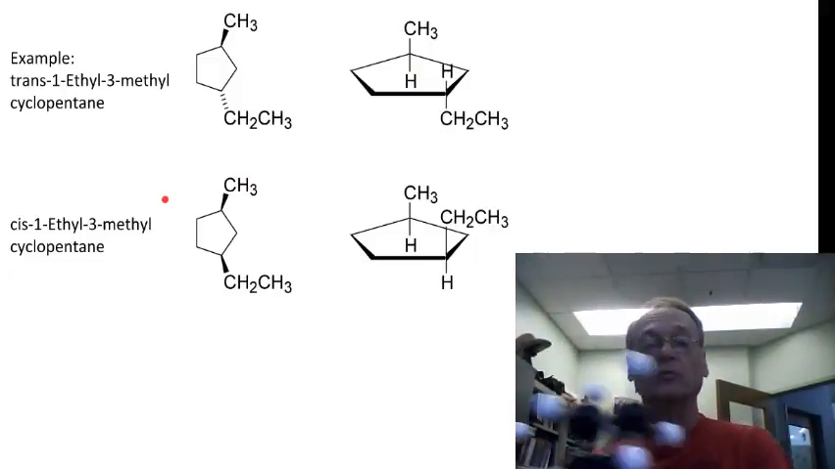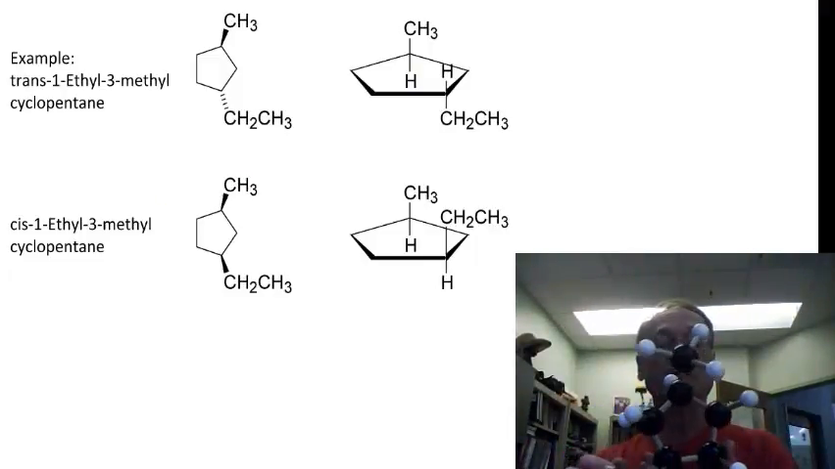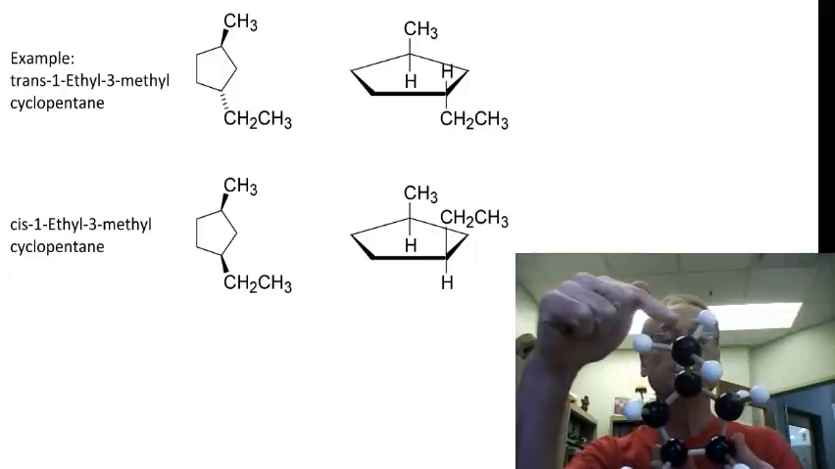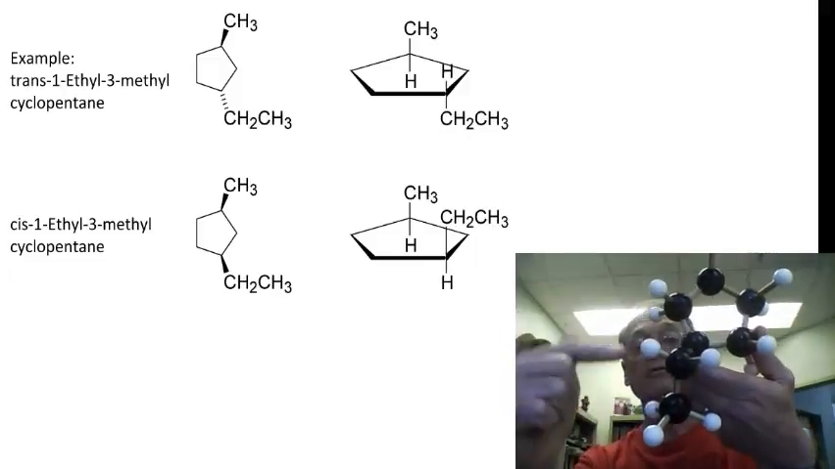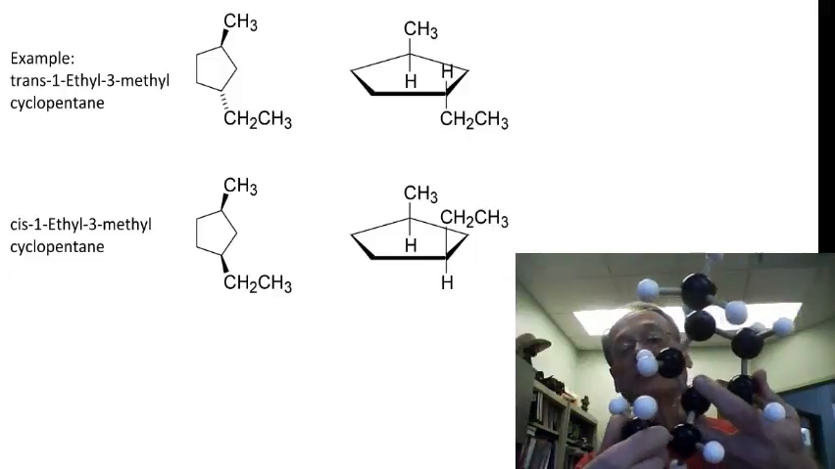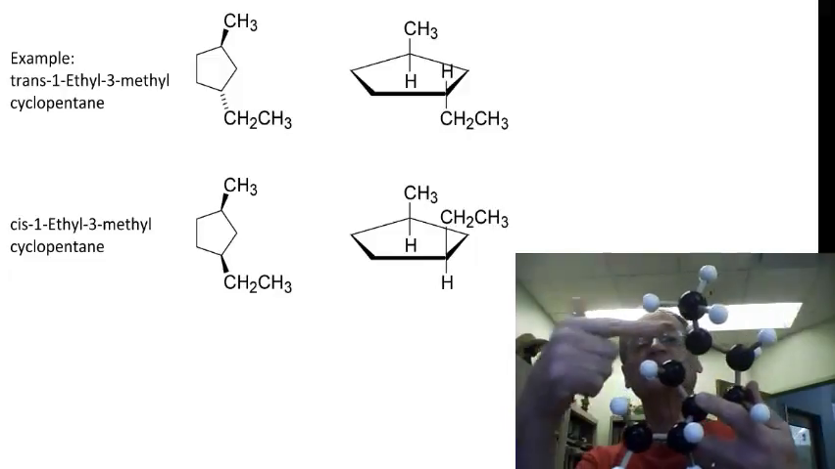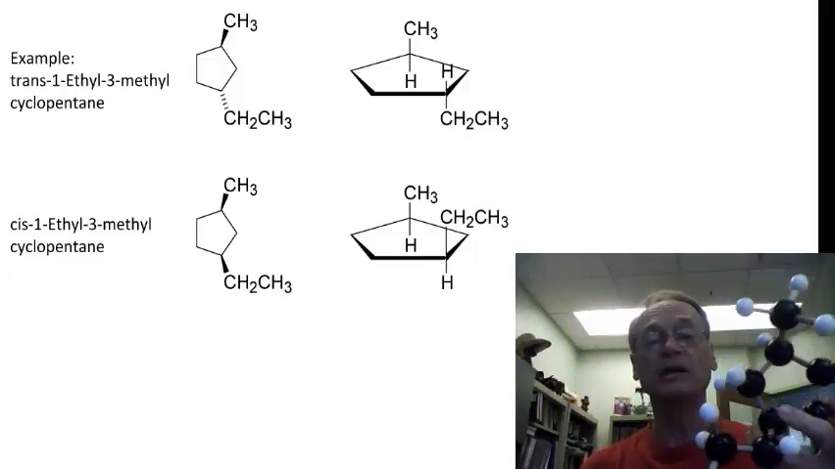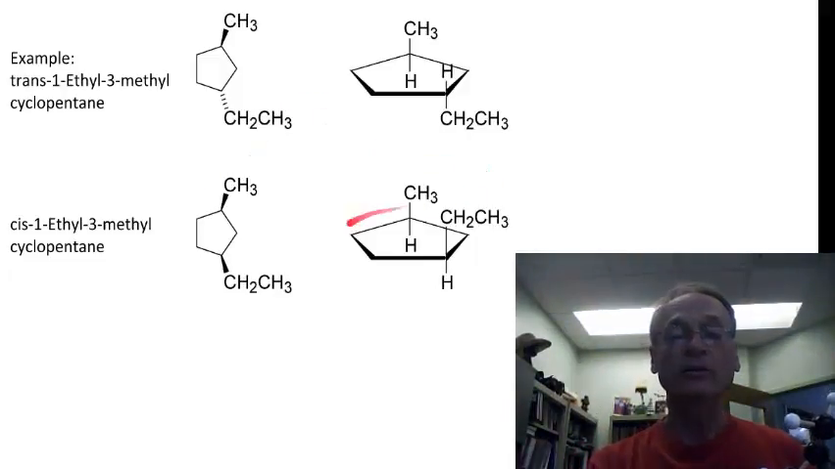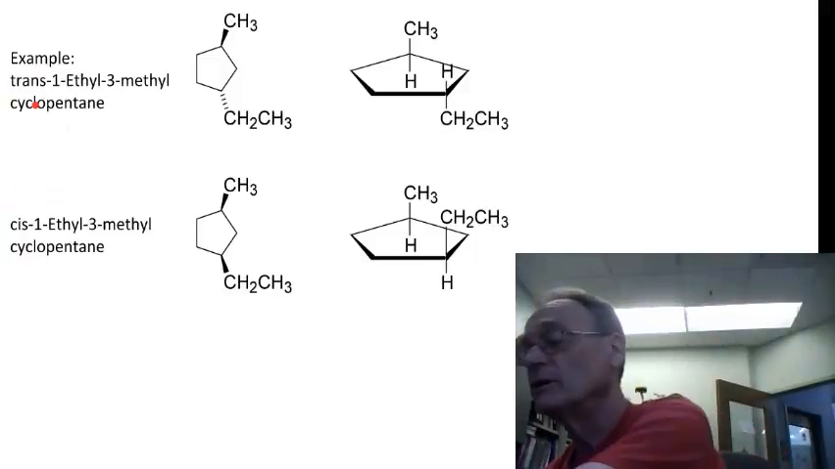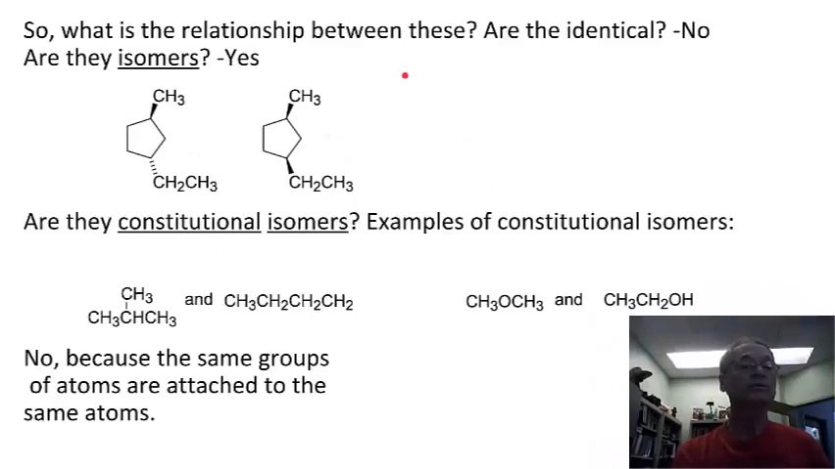So I've modeled that as well. Notice that if I hold it this way, the methyl group is coming out towards you, and the ethyl group is also coming out towards you. But notice that this carbon is on the front face, and this carbon is on the front face. So they're on the same face of the ring, shown clearly here, both pointing up if the ring is parallel to the floor. This one's pointing up, and this one's pointing up. That's called cis. So if they're on the same side of the ring, it's called cis. If they're on opposite sides of the ring, it's called trans.